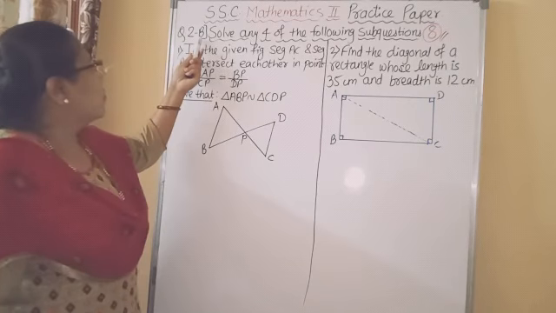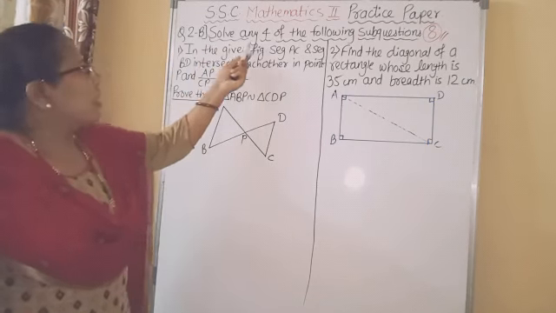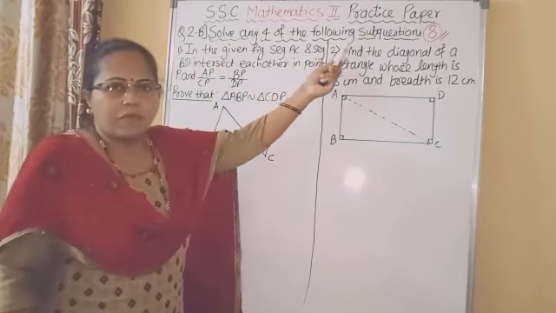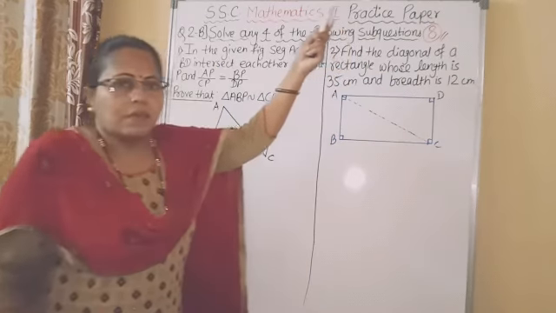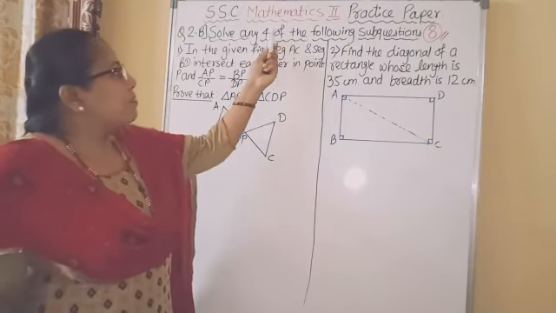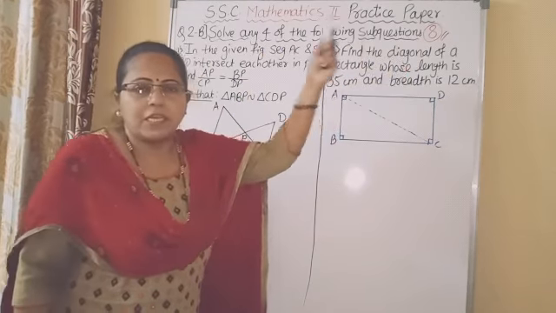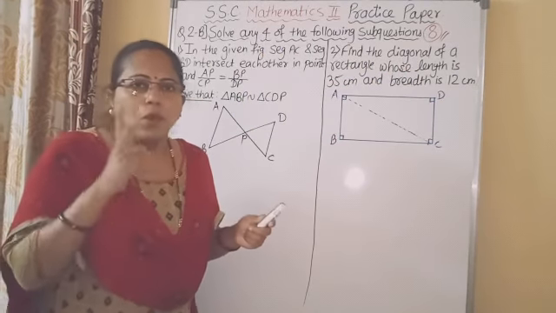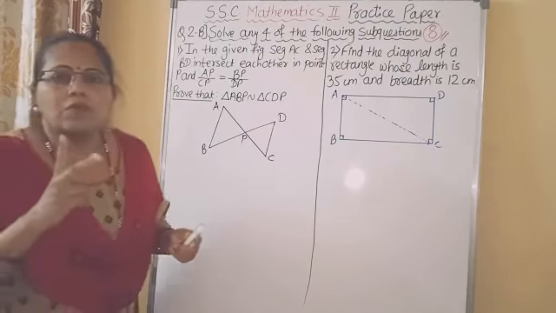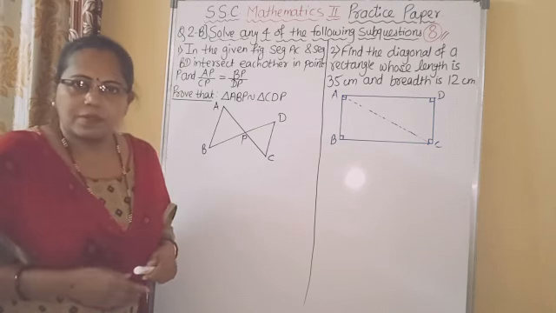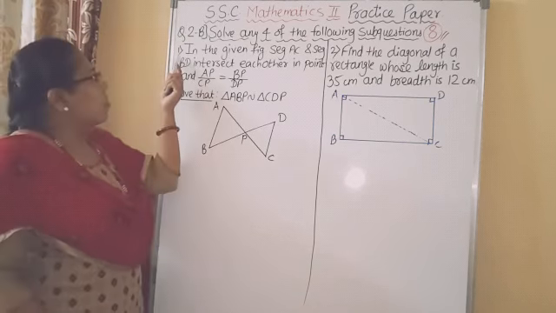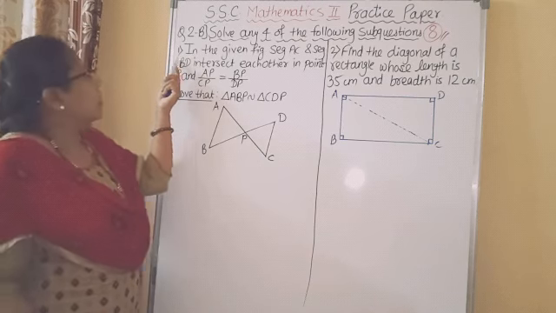Question number 2b. Solve any 4 of the following sub-questions. It carries 8 marks. Means any 4 questions for 8 marks, so each sub-question carries 2 marks. For a 2 marks question you have to use minimum 4 steps. Okay. So let us solve the first sub-question.